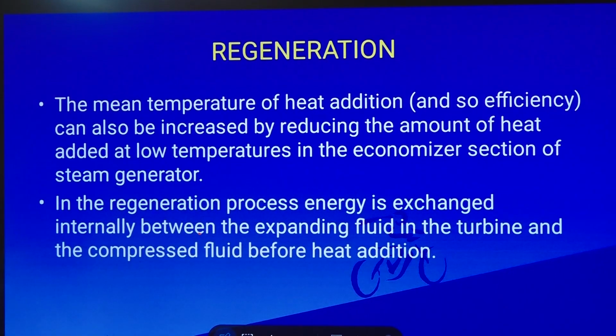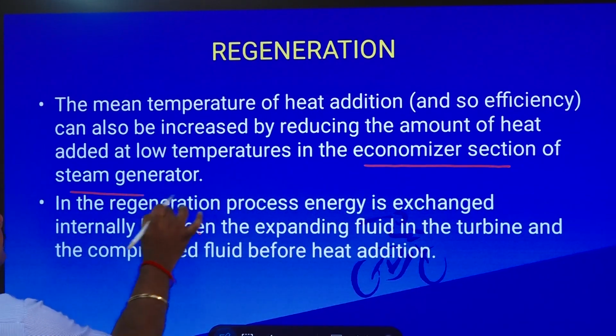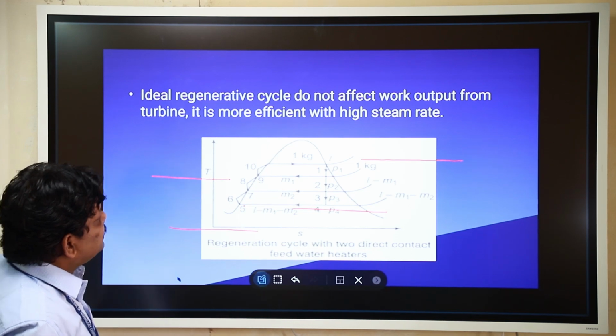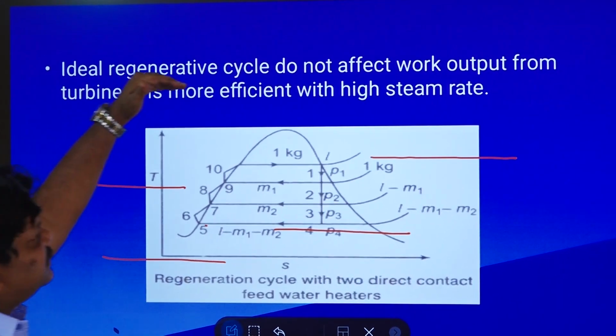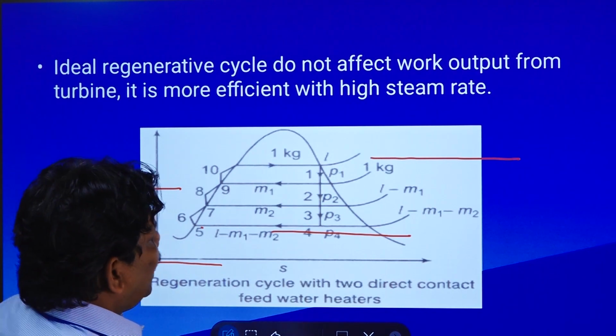Then regeneration. The mean temperature of heat addition can also be increased by reducing the amount of heat added at low temperatures, especially in the economizer section of the steam generator. In the regeneration process, energy is exchanged internally between the expanding fluid in the turbine and the compressed fluid before the heat addition takes place. This is an ideal regenerative cycle. Ideal regeneration does not affect the work output from the turbine. It is more efficient with a high steam rate.